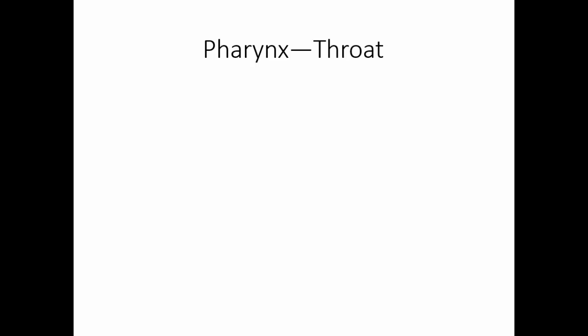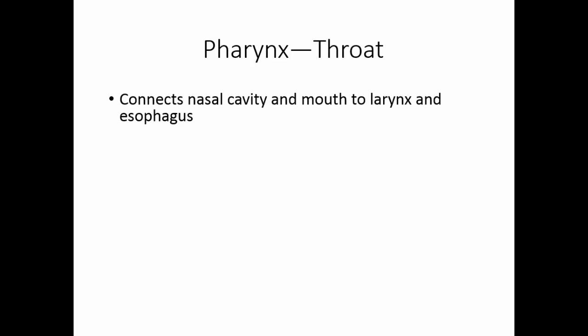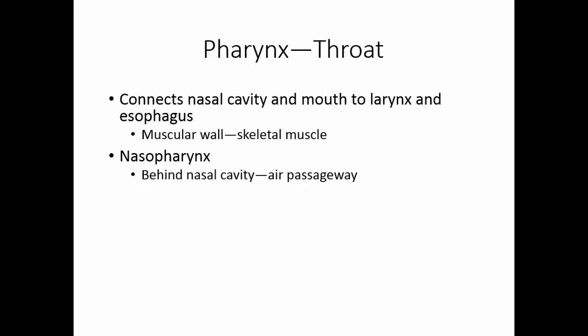The pharynx is also known as the throat. It connects the nasal cavity and mouth to the larynx and esophagus. It is primarily a muscular wall and it is skeletal muscle, so this is under voluntary control. It can be divided into three parts. The nasopharynx is behind the nasal cavity. This is only a passageway for air. The eustachian tubes open here.